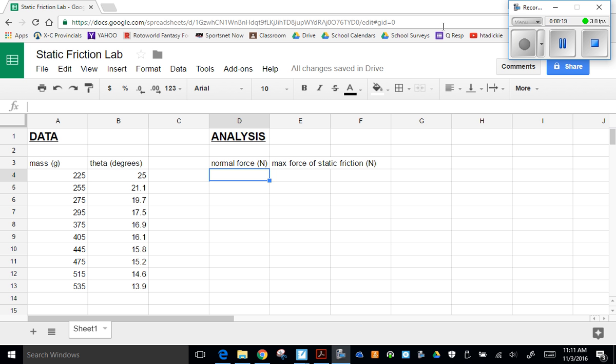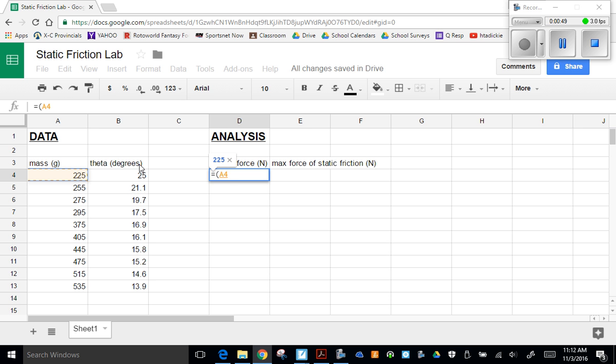Now, how do we enter that into our Google Sheets in order for Google Sheets to do the calculation for us? Well, we always start off with equals. That's how you enter a formula always. Equals, and then whatever you're trying to do. So in this case, it's going to be equals. Well, let's use some brackets.